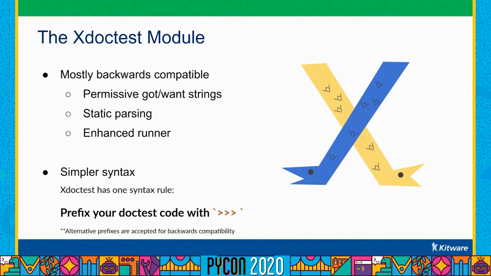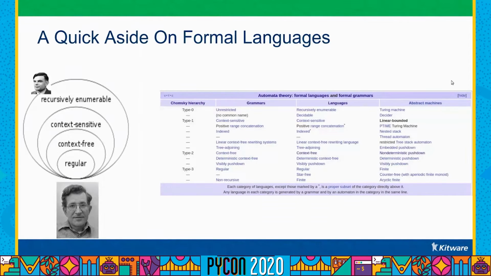So how is this possible? Why does the built-in Python doctest module have such syntax restrictions, but Xdoctest doesn't? Well, to understand this, we need to take a quick aside into formal languages. On the left, I have something called the Chomsky hierarchy, which sort of ranks the complexity of languages, both in terms of how expressive they are and how easy it is to ask questions about them.